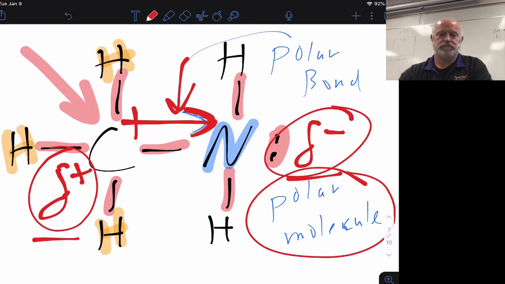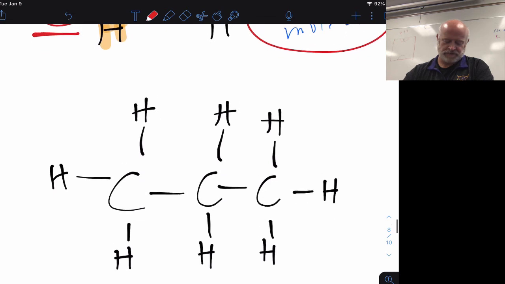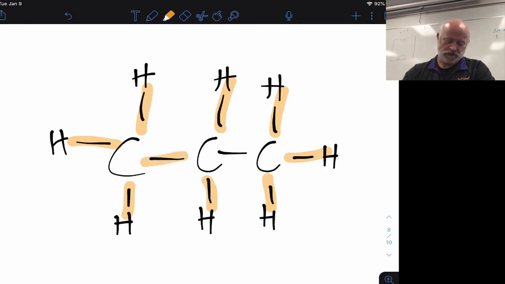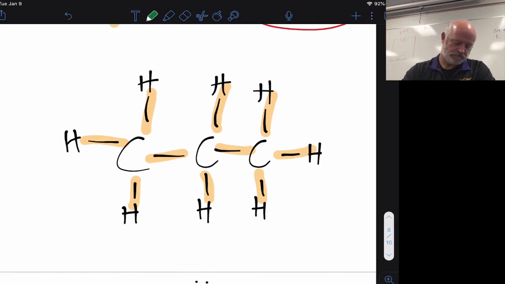Let's go to our next one. So we have C3H8, okay? C3H8 is propane. You guys have probably heard of propane before. And now we take a look at our molecule. The first thing I'm going to look at is, okay, carbon to hydrogen, these bonds are all nonpolar. So if we go back and do our math between carbon and hydrogen, the difference is less than 0.4. So these are all nonpolar bonds. The carbon to carbon bonds are nonpolar. So far, everything in here is nonpolar.